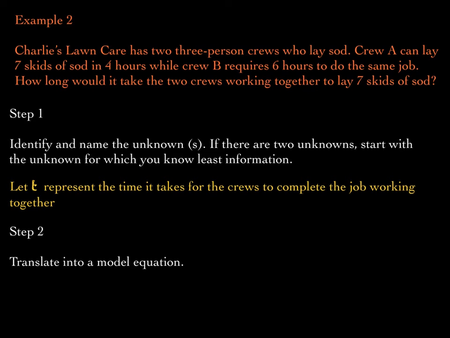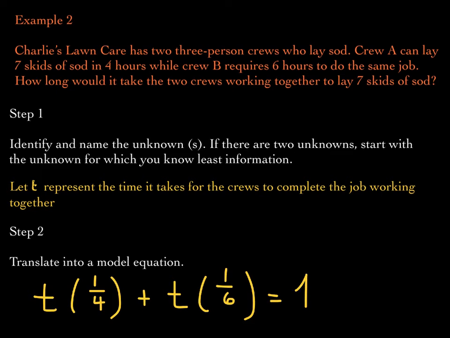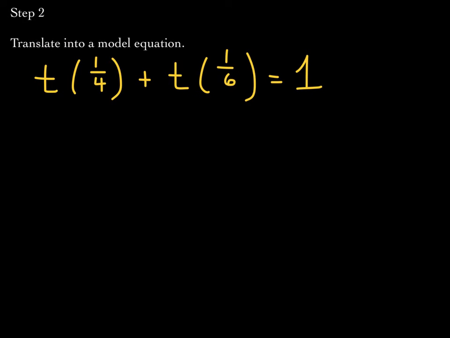So what I'm going to do then is take my model equation, which is T times 1/4 plus T times 1/6 is equal to 1. And this 1 right here represents the idea that the entire job is completed in T number of hours. So you and I want to find some number T that satisfies this equation. Now this equation can be rewritten as T over 4 plus T over 6 is equal to 1.